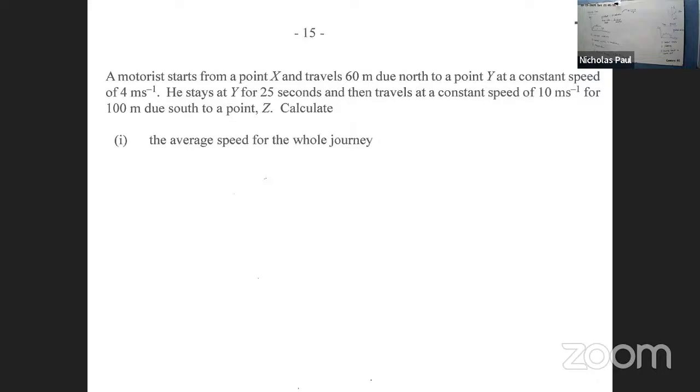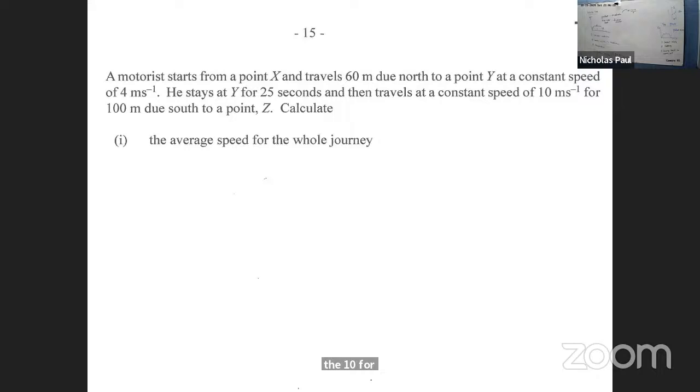They didn't give it from a graph. So here's what happened. A motorist starts from a point X and travels 60 meters due north to a point Y at a constant speed of 4. He stays at Y for 25 seconds and then travels at a constant speed of 10 for 100 meters south to point Z.